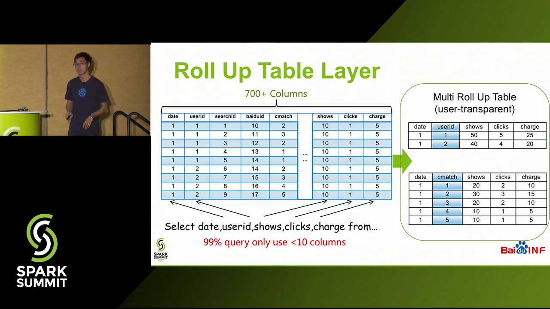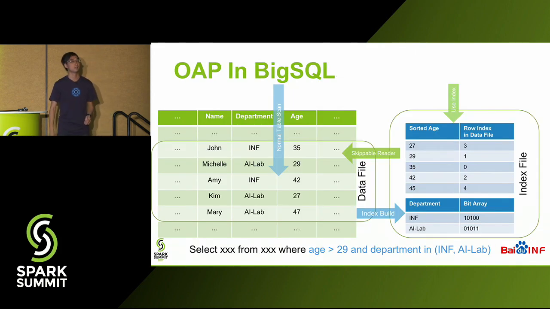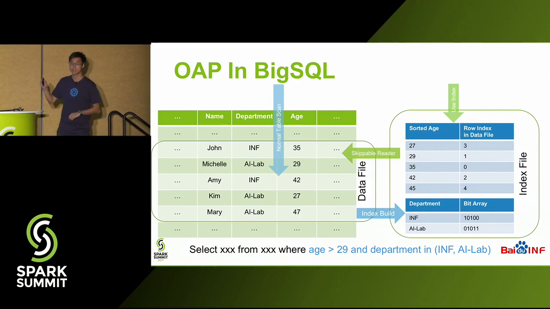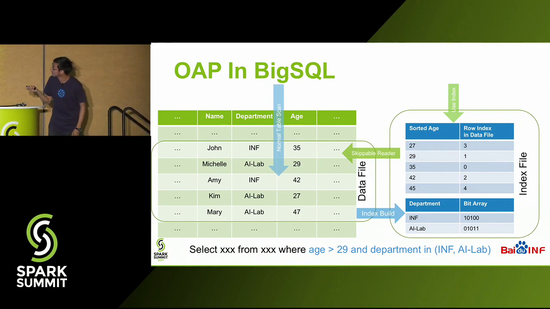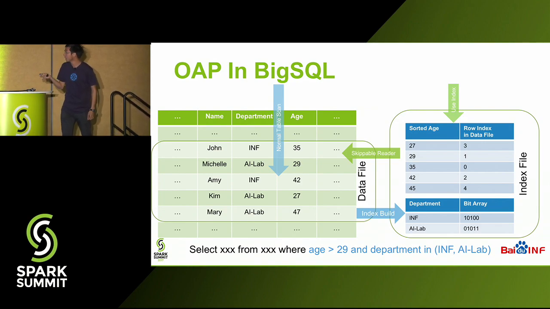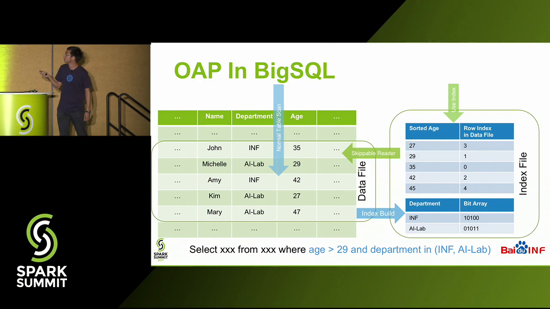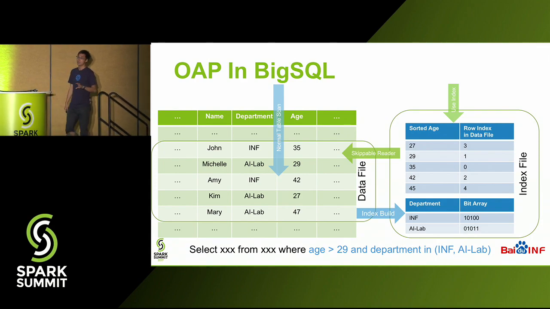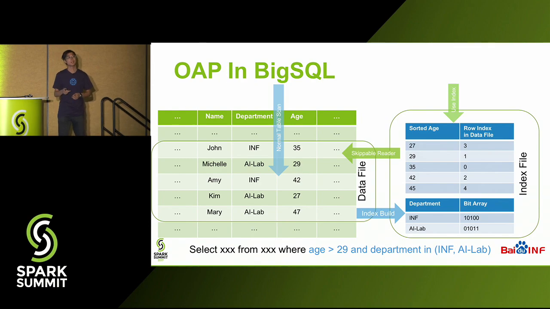But how about other general queries? It's OAP. We called it Spinach before. In this case, we can see that each data file corresponds to several index files. And in this case, we build an index on the age column and also the department column. The age column uses a B+tree search index, and the department column uses a bitmap index. After our index is built, when the query reaches our system, we first judge whether the query hits the index.